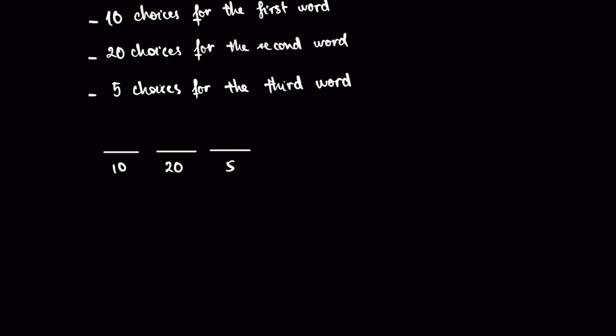Therefore, the total possible 3-word sentences are going to be 10 times 20 times 5 equal to 1,000. So 1,000 possible 3-word sentences. Alright. So again, you use multiplication principle when you want to build a sequence step by step. In this case, there are 10 different ways to have the first step, then 20 different ways to have the second step, and then 5 different ways for the third step.